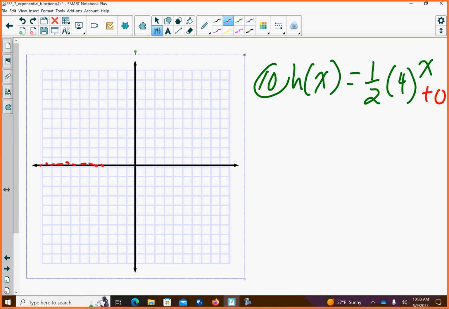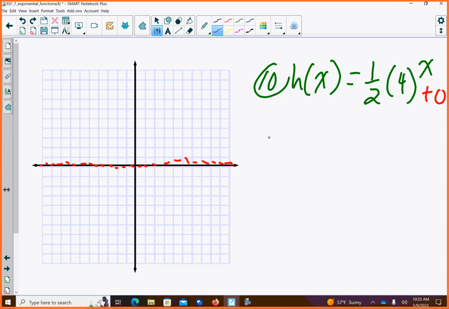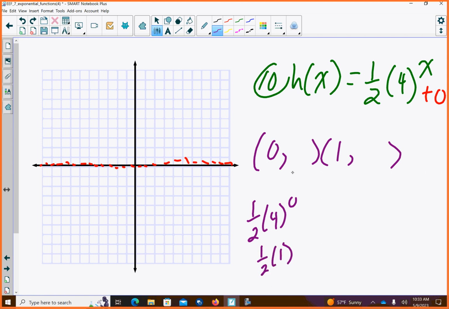Range and our horizontal asymptote. Okay, now I don't know if it's the top part of my range or the bottom part of the range yet, but I have to start graphing it. So I'm going to plug 0 in, and I'm going to plug 1 in. Just do the math. So I get 1/2 times 4 raised to the 0. What's 4 to the 0? 1. What's half times 1? 1/2. So 0, 1/2 is like right here.